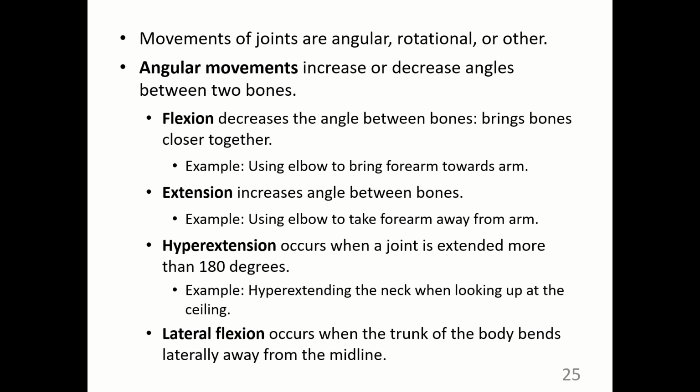Sometimes if you have like Ehlers-Danlos syndrome, you can actually bow your elbow out a little bit, and that is a hyperextended elbow. Some people will suffer from a hyperextended lumbar area, and that is called lordosis. Lateral flexion occurs when the trunk of the body bends laterally away from the midline.